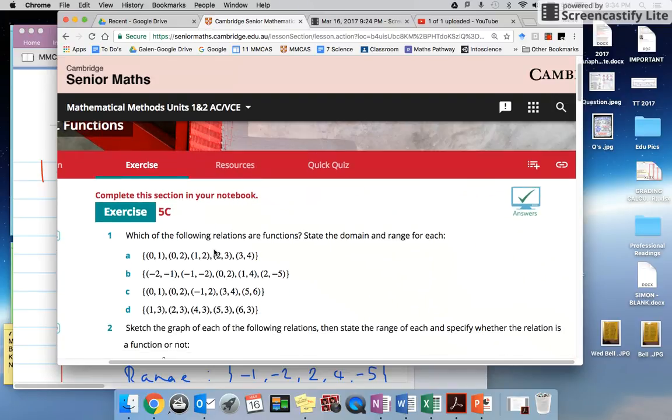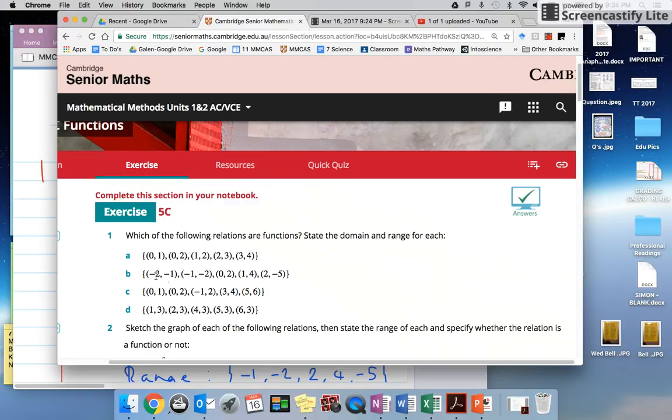So which one of the following relations are functions? And state the domain and range for each. So if we have a look at this, is it a function or not? So straight away, we've got to make sure that our x values are all different. Well, looking at those first two, this automatically scrubs it off. So that's not a function.